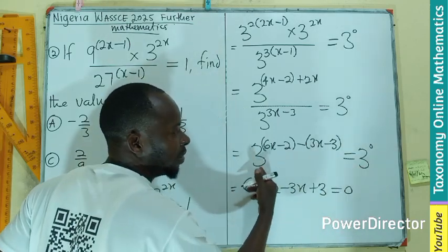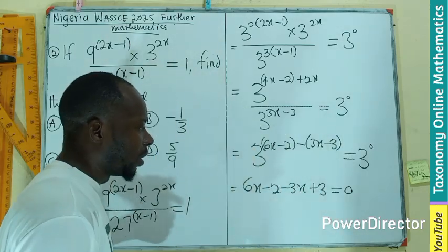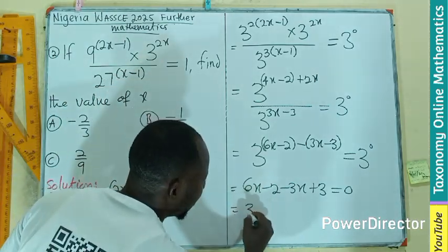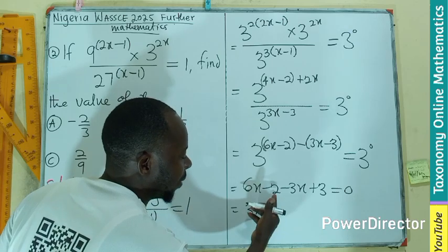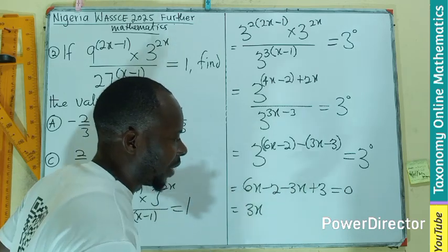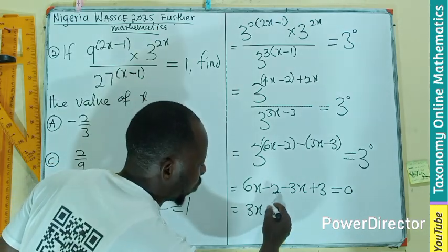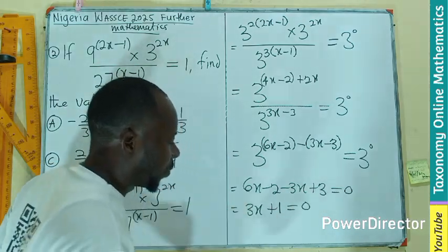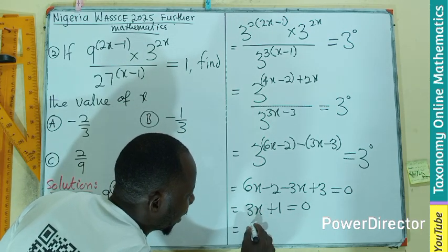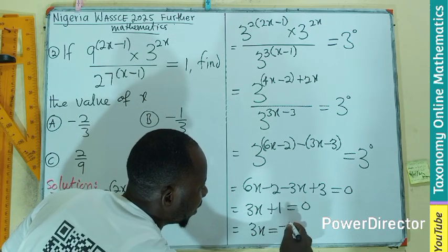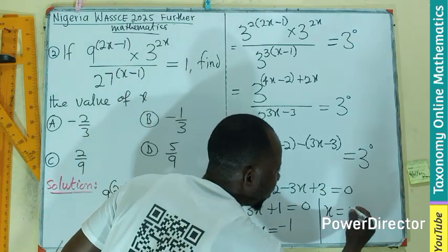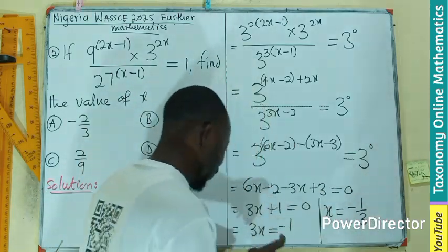The bases are the same, so the exponents could also be the same. So 6x minus 3x will give us 3x. Then we have minus 2 plus 3, that is going to be plus 1, all equals to 0. What do we need? It is the x we are looking for. So this becomes 3x equals to negative 1, which when we divide by 3, your x will be negative 1 on 3.